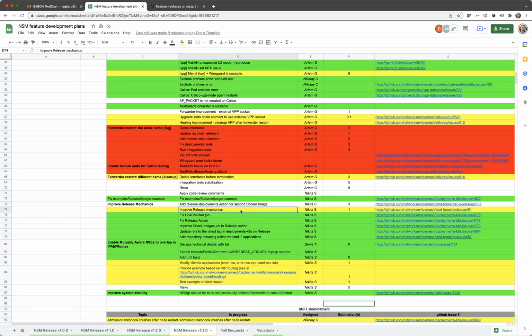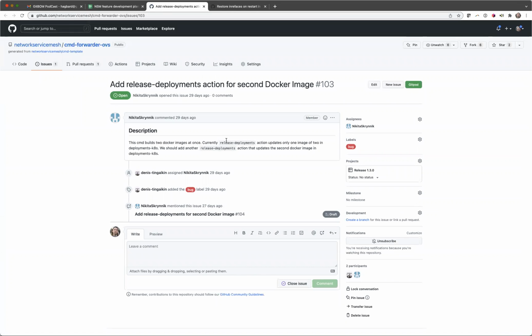Oh wait, it's actually not just the deployment actions for the second Docker image, I suspect. Is there an issue with the propagation of the information about the second Docker image as well? Can you please open the issue? Absolutely. I did not remember it actually. What are the two deployment case?